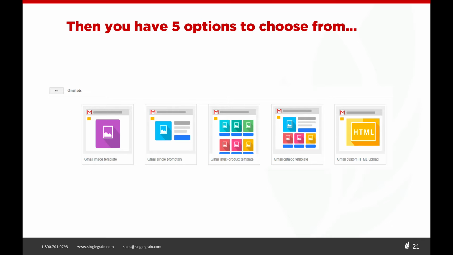And then you have 5 different options to choose from. So you have the Gmail image ad template. You have the Gmail single promotion template, which I'll show you what it looks like in a second. Gmail multi-product template, which is good for e-commerce. Gmail catalog template, that'll also be good for e-commerce. And then if you want to get creative, you can use a Gmail custom HTML upload. For us, we've tried a few different templates. We haven't tried the custom HTML upload yet, but the fact that we're getting great results already just shows that there is room to grow here. So that's a good thing.